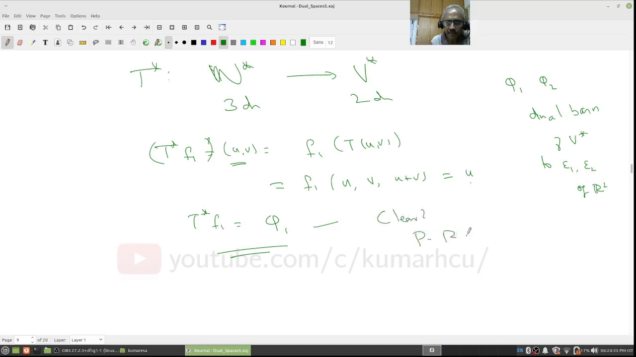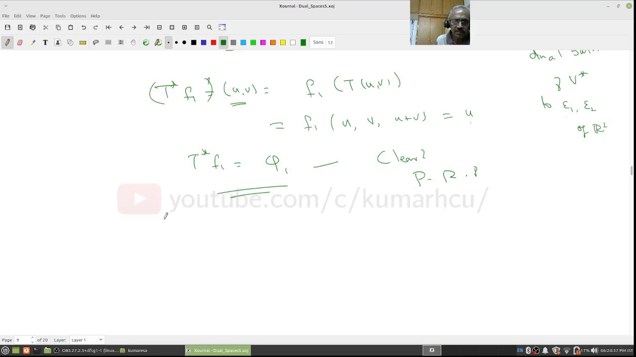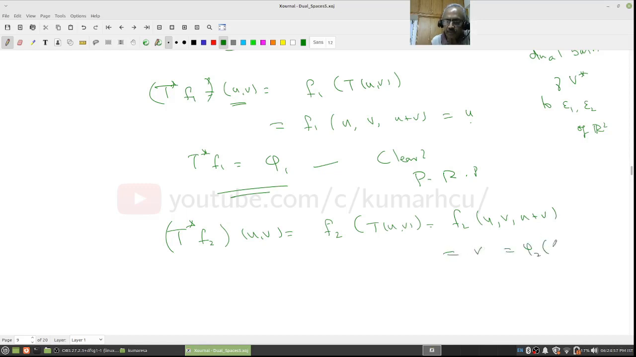Pause, review, proceed. Similarly, T star of F2 of UV is F2 of T of UV, which is F2 of U, V, U plus V, which is just V, therefore it is phi 2 of UV. Therefore, T star of F2 is phi 2.